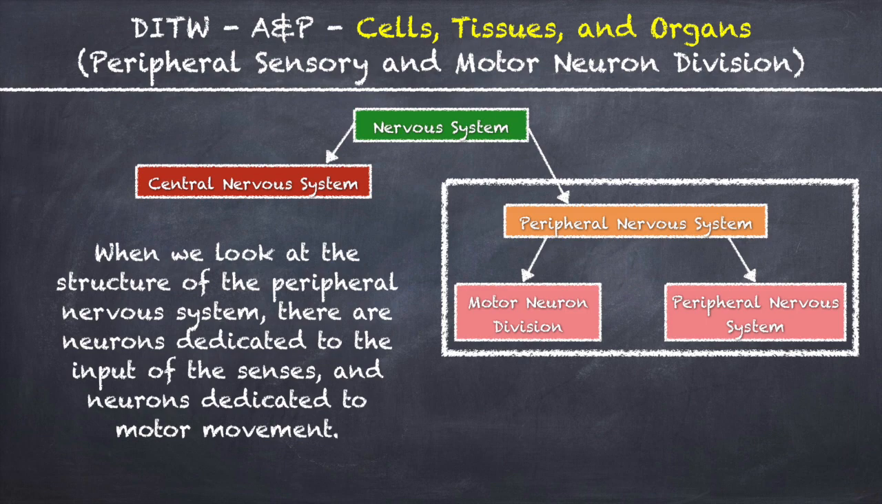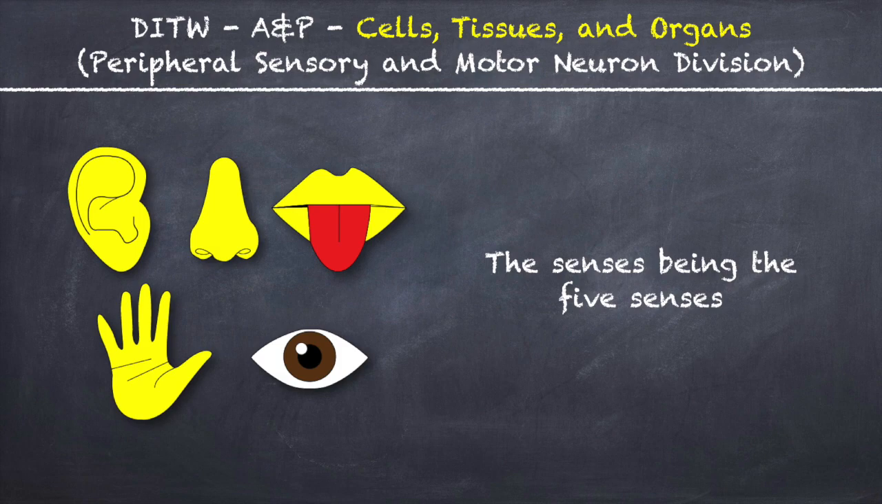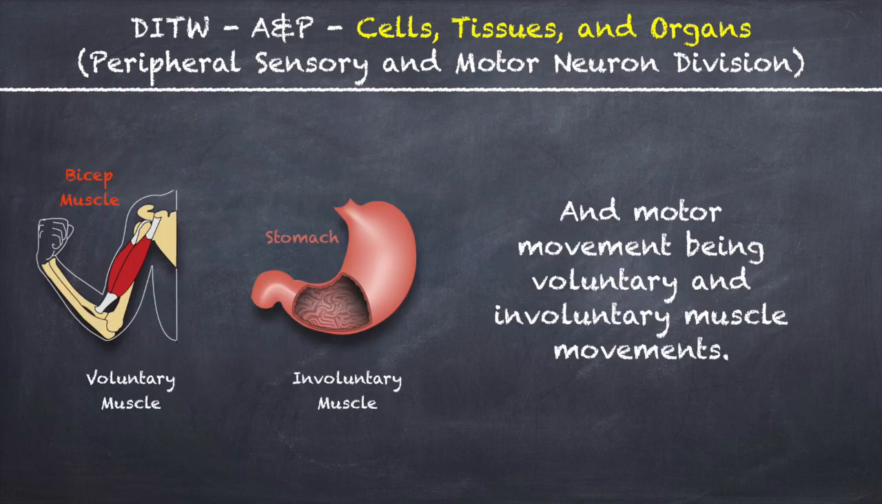When we look at the structure of the peripheral nervous system, there are neurons dedicated to the input of the senses and neurons dedicated to motor movement. The senses being the five senses, and motor movement being voluntary and involuntary muscle movements.